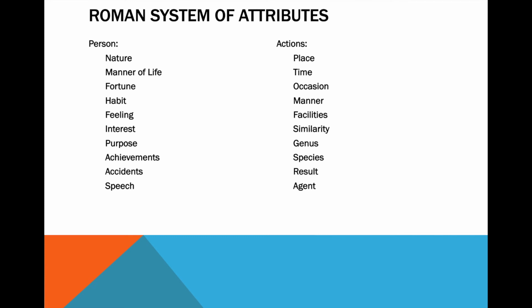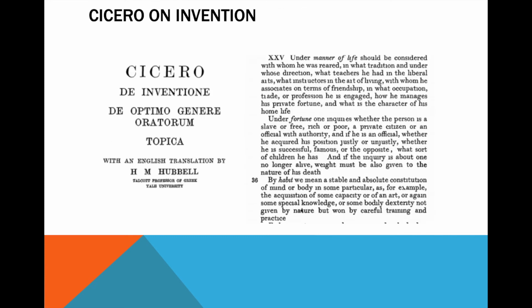And you get a better idea how to do this if you look closely at Cicero's On Invention, right? And this is the assigned reading related to this assignment. But you'll see here in this portion of Cicero that I've included on the slide, just where he takes up his brief discussion of manner of life, fortune, and habit as attributes of the person, right? So read through Cicero, think about each of those attributes.